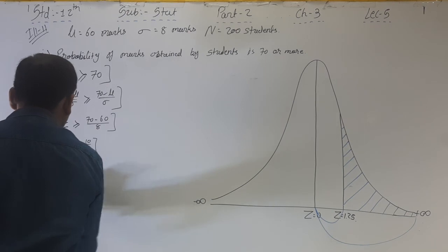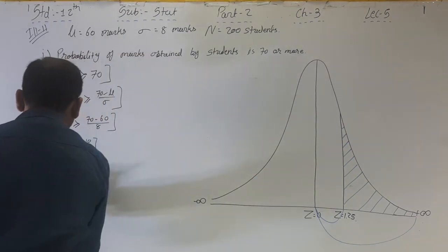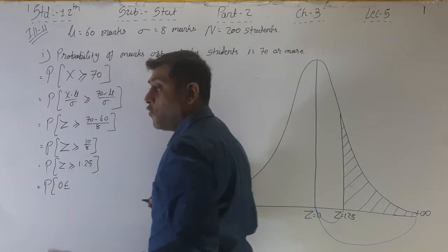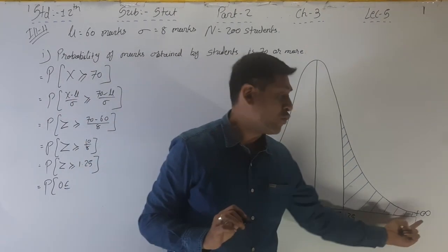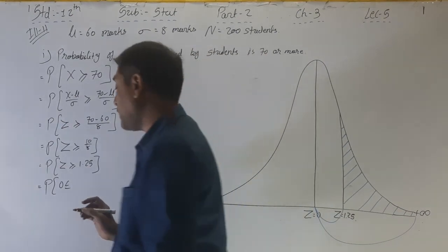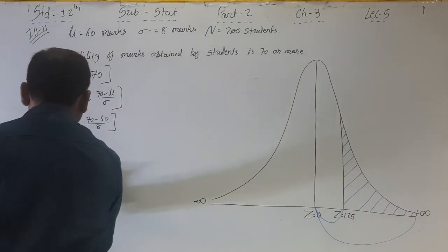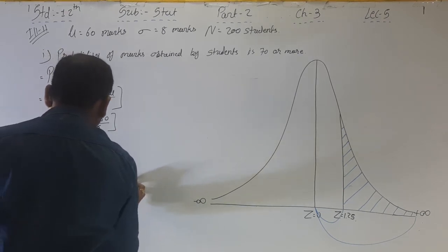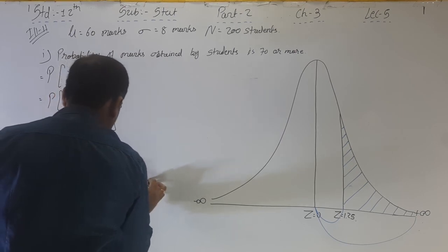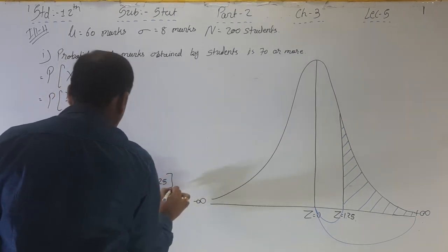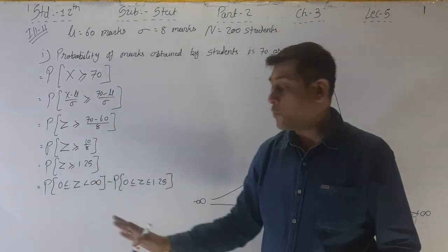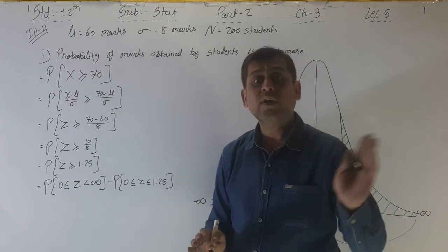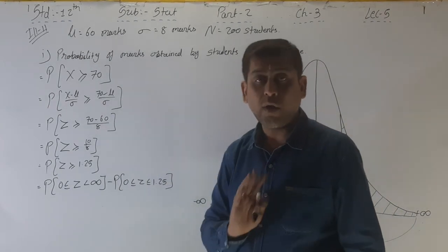So here we have to write down 0 to infinity. Up to this, greater than is there, but now we know the area and we want to find out the area. That's why we have to write down the less than. P of 0 less than or equal to z less than infinity minus P of 0 less than or equal to z less than or equal to 1.25, because we want the area more than 1.25. So from the total, 0 to 1.25 is subtracted, then we can find the area more than 1.25.